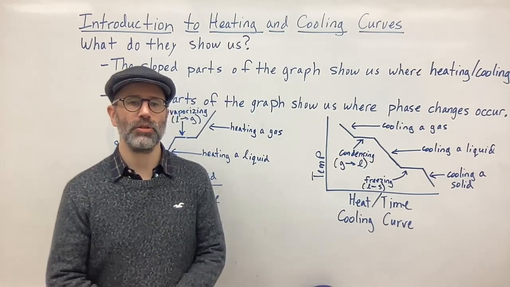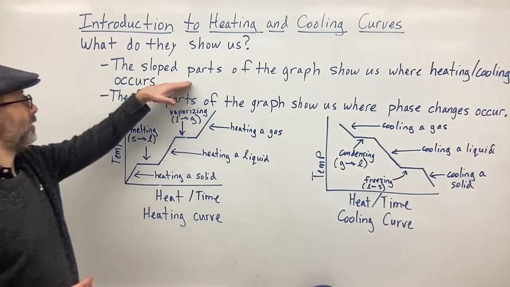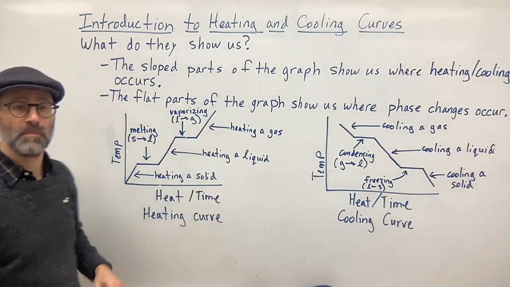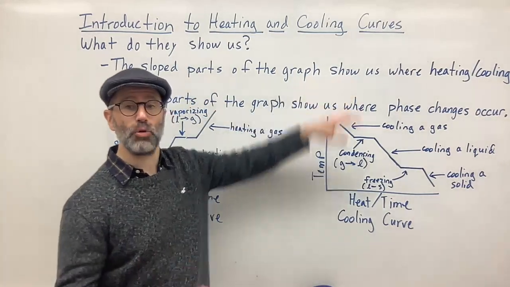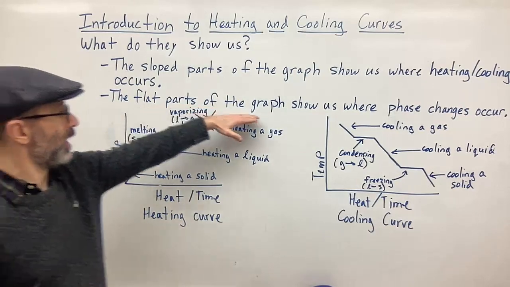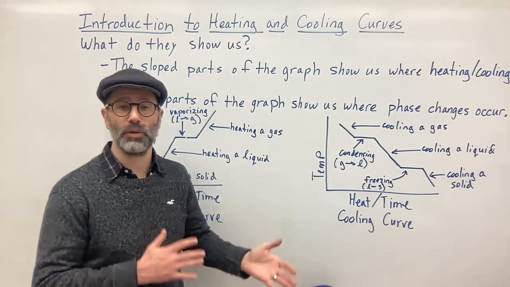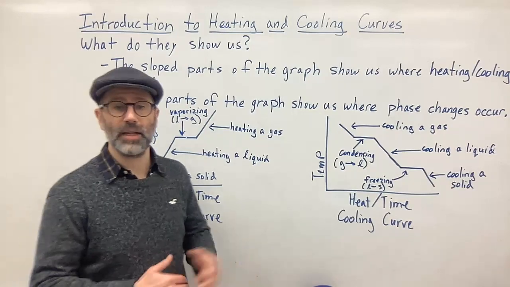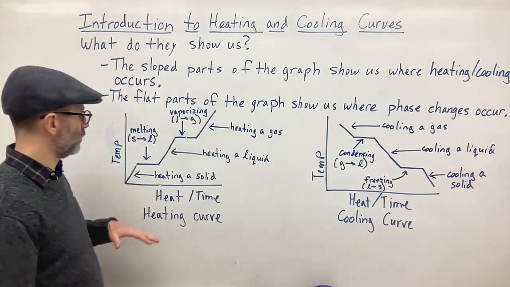First, what do the heating and cooling curves show us? Well, there are going to be sloped parts and flat parts to this curve, and I'll talk about these curves in just a moment. The sloped parts of the curve show us where heating and cooling of the substance occurs, whereas the flat part of the graph shows us where phase changes occur. And the phase changes are like liquid to gas, gas to liquid, solid to liquid, liquid to solid, freezing, vaporization, things like that. So let's talk about these curves.